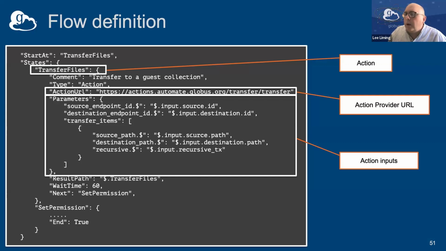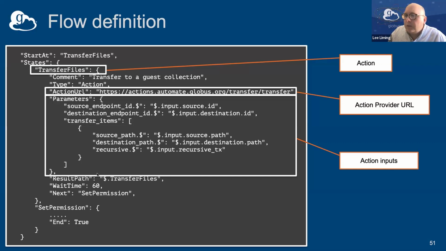Yeah, and these are all inputs that are provided as input to the flow. When you launch the flow in the Globus web app, it'll prompt you for the source, destination, and whether it's recursive or not. If you are running this through an API, you have to provide these as inputs to the run method of the Flows SDK.